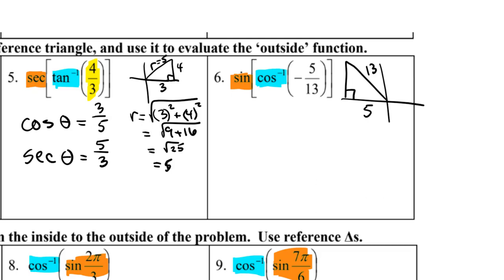Now I've got to figure out where to put the negative sign. The x-coordinate is negative in quadrant 2, so that would go there. Now the missing side, again, a Pythagorean triple, so this side is going to be 12. So I want the sine of this angle, and the sine of theta would just be 12/13. You're done.